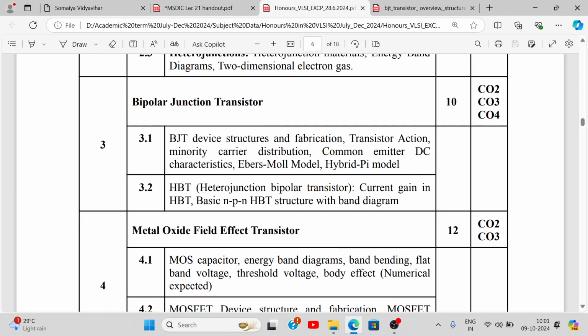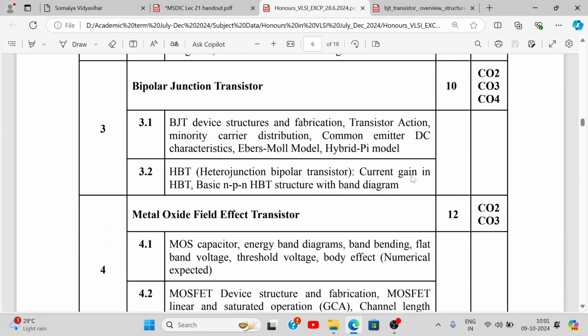Later on we'll also see what is called the Ebers-Moll model, and the hybrid pi model you are already aware of. What is the Ebers-Moll model? The hybrid pi model was valid for a small segment of an exponential curve. But this Ebers-Moll model will be valid for all the voltages. It's a universal model for BJT. So either large currents or small currents, it supports everything. All right. And then we'll go for 3.2, which is HBT.